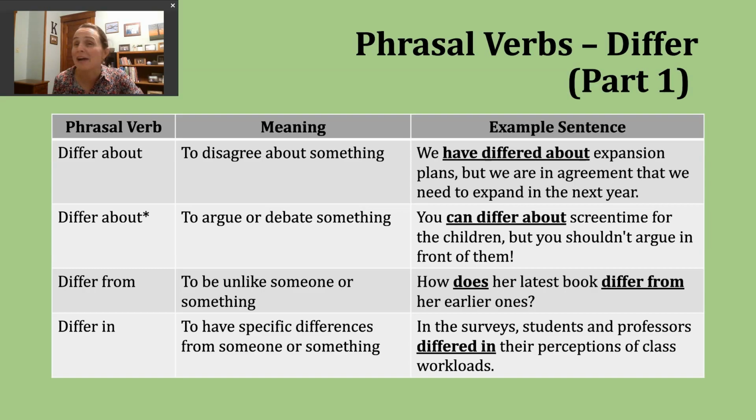Another phrasal verb you might encounter is to differ in. This means to have specific differences, either from someone or from something. An example of this: in the surveys, students and professors differed in their perceptions of class workloads. This is an example of the simple past tense. We're talking about a completed action. So here people took the surveys, right? Now we look at the results, and here we can see we have different opinions.